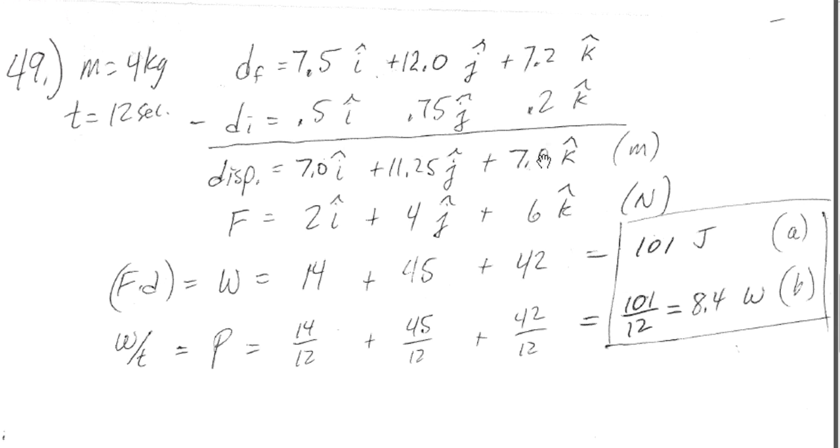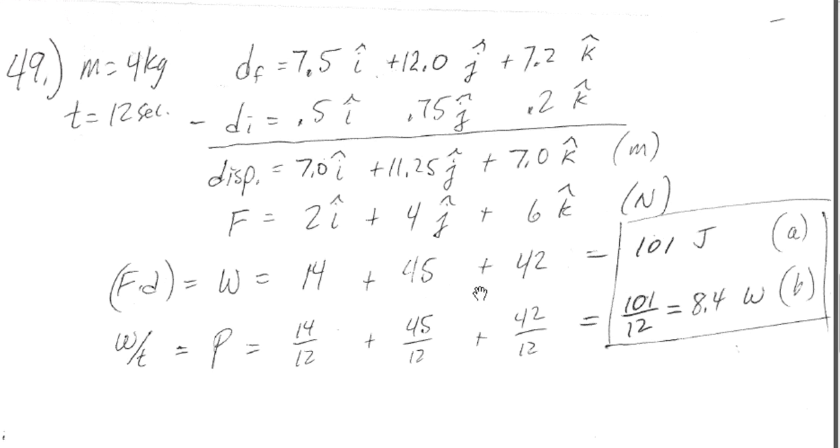So all I have to do is multiply in the x the force times the distance. That gives me 14 joules of work done in the x direction. 11 1/4 times 4 is 45 joules of work done in the y direction. And 7 times 6, 42 joules of work done in the z direction. Work is not a vector, so we just simply add them up. Those 3 added up gives me 101 joules of total work done.